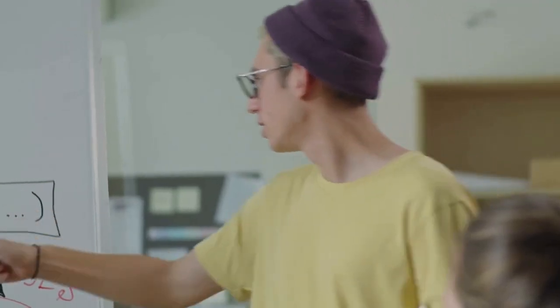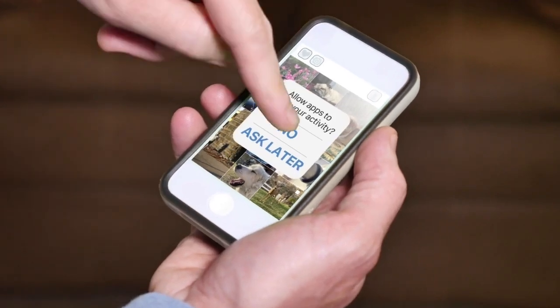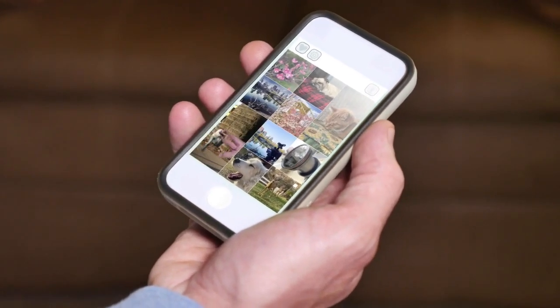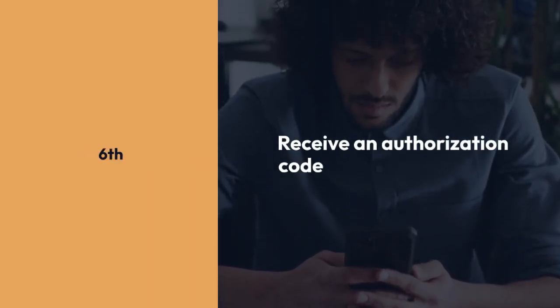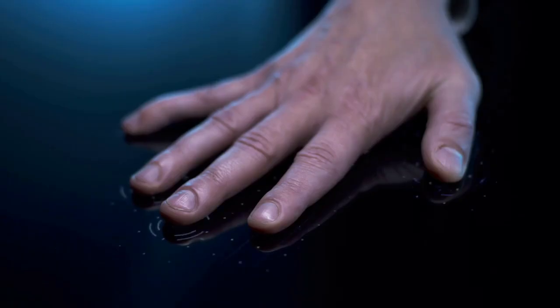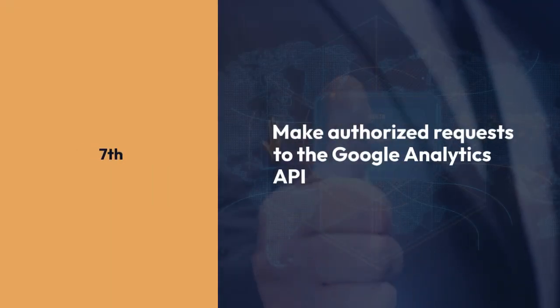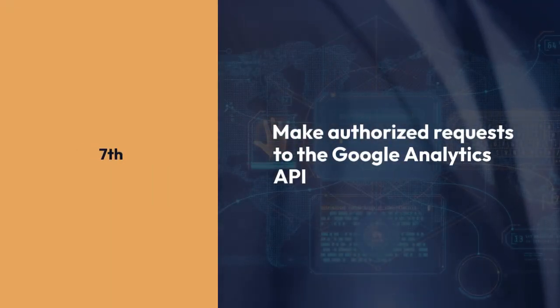The code will initiate the OAuth 2.0 flow, which will open a browser window prompting the user to grant your application access to their Google Analytics data. 6. Upon successful authentication, the user will receive an authorization code. Your C# application will then exchange this code for an access token. This access token is what allows your application to make authorized requests to the Google Analytics API.